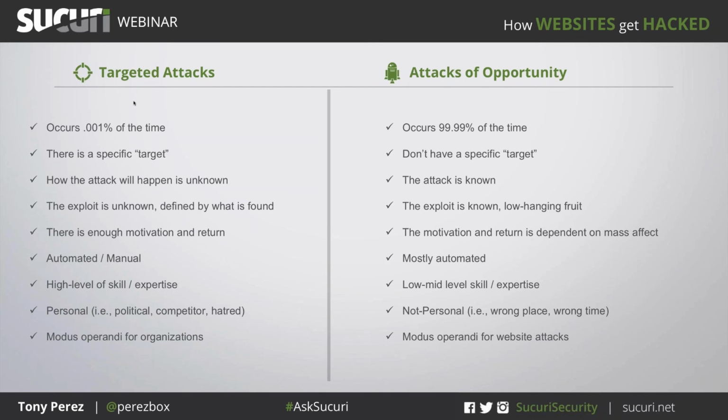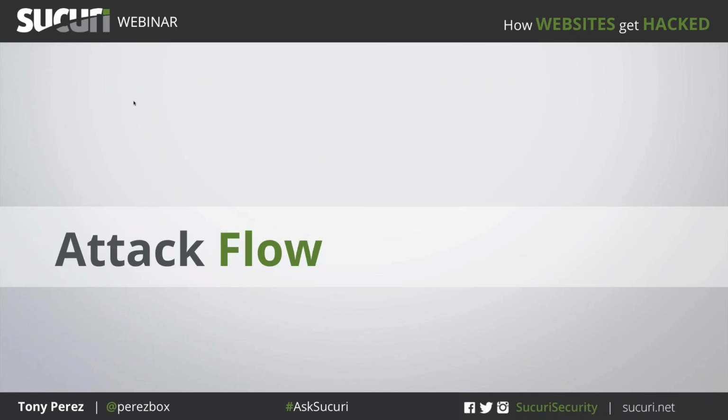Now we move into the attack sequence, or the attack flow. How does it work? If you look at a high level at how these attacks happen, they all follow a very similar model. For one, we talked about how targets of opportunity are highly automated. We talked about how they happen about 99% of the time. So how do they achieve that?